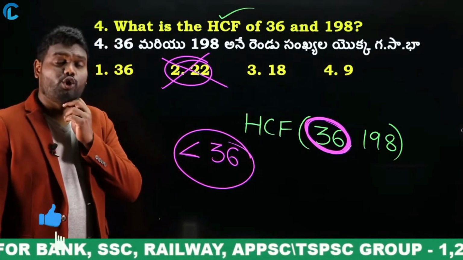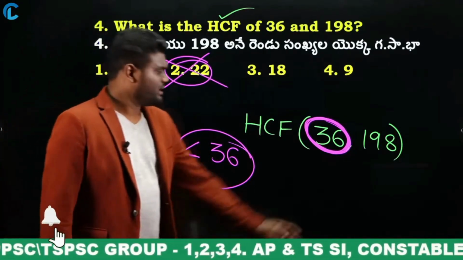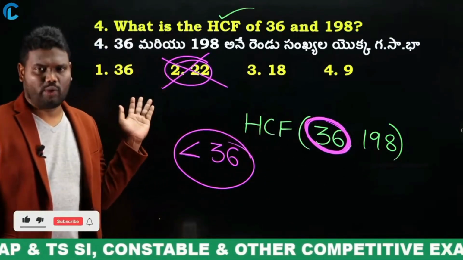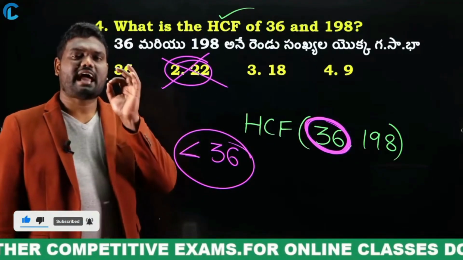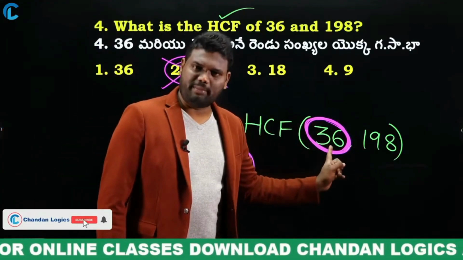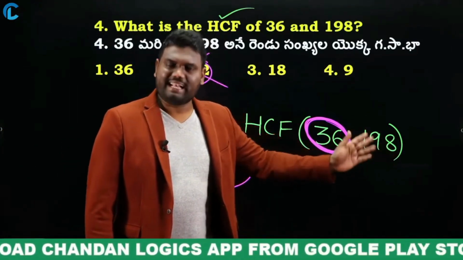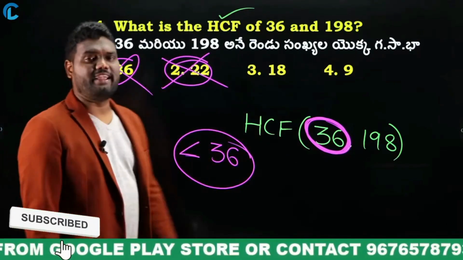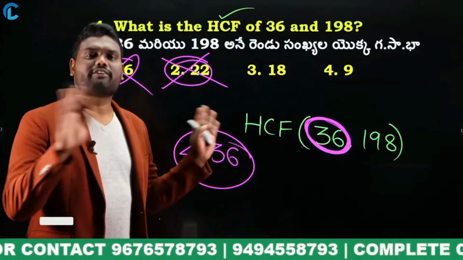Now I need to know which is the answer. Observe carefully. 198, is it divisible by 36? When I say HCF, it is nothing but the highest common factor. So 36 should be a factor of this number and this number. If it should be a factor, this number should be divisible. Is 198 divisible by 36? No, which means 36 also can't be a factor. So 36 is not our answer.